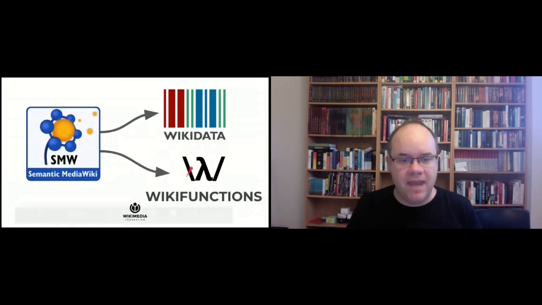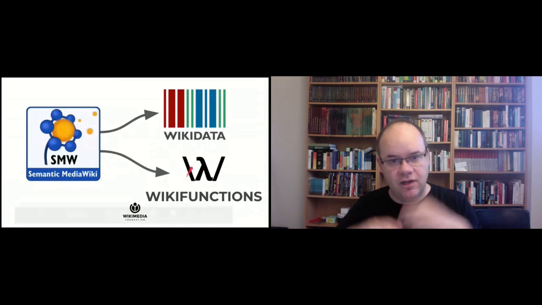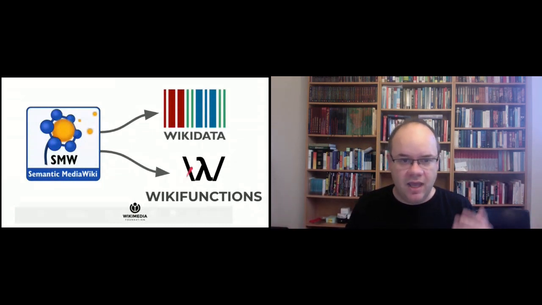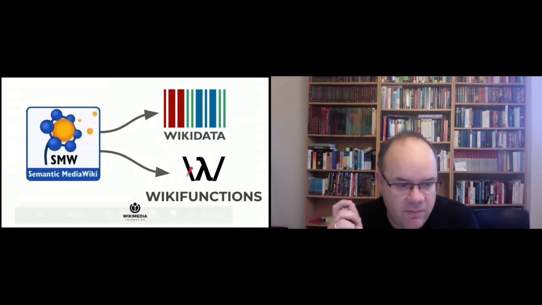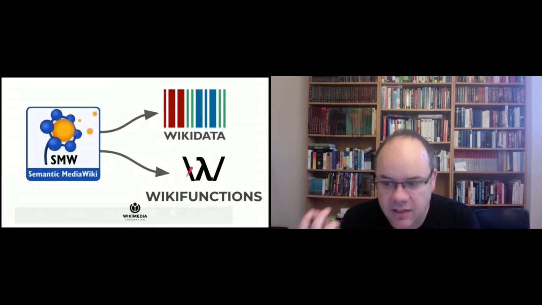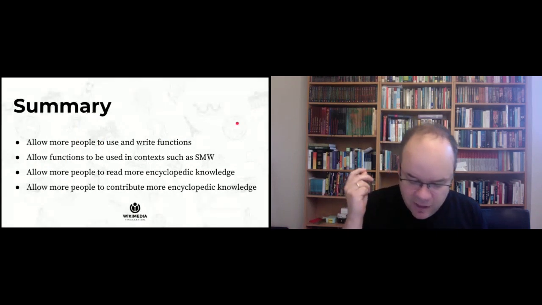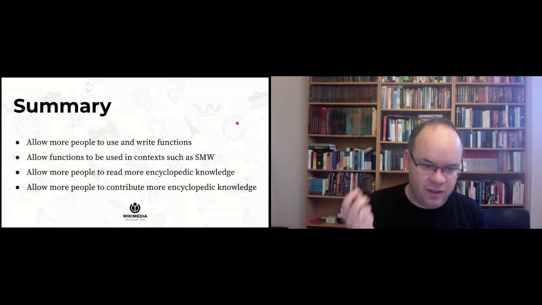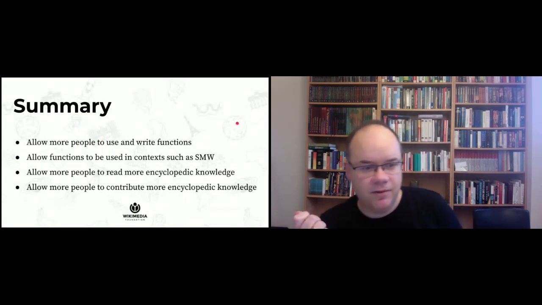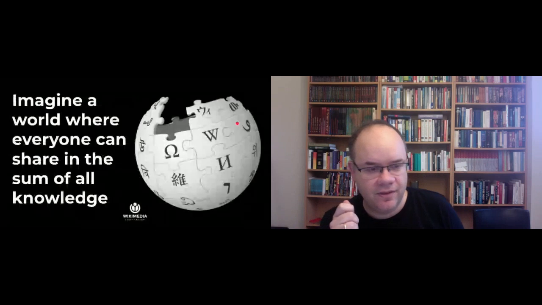Abstract Wikipedia will be the main use case to drive Wikifunctions, and it will allow more people to share more languages. But everyone should be able to create functions, to access those functions and use them. So we want to allow more people to use and write functions. We want to allow functions to be used in contexts, such as Semantic MediaWiki. We want to allow more people to read more encyclopedic knowledge, and we want to allow more people to contribute more encyclopedic knowledge across languages, to get a little bit closer to the goal of the Wikimedia movement of a world where everyone can share in the sum of all knowledge.